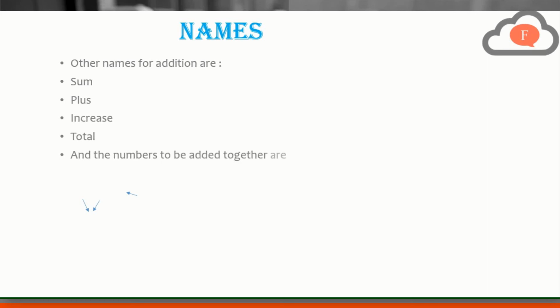Names. Other names for addition are sum, plus, increase, total. The numbers to be added together are called addends. Here is an example. If we add 8 and 3, we get a sum of 11. 8 and 3 are the addends here.